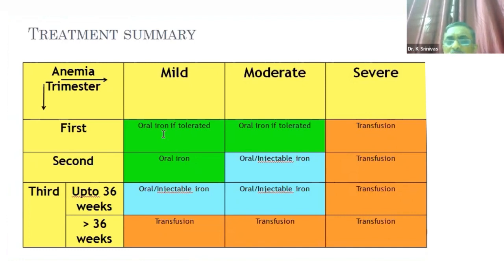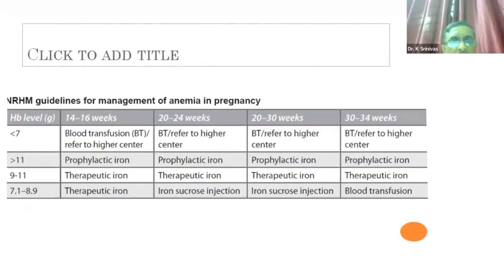Then in the first trimester, you just consider oral iron because oral iron can worsen her vomiting. So if it is tolerated, you can give oral iron. Second trimester, mild anemia, you can treat with oral iron, but the Government of India recommends that oral or injectable iron has to be considered in the other situations. I have put it in different colors. So just remember this table. This totally summarizes the treatment schedule. This is NRHM.